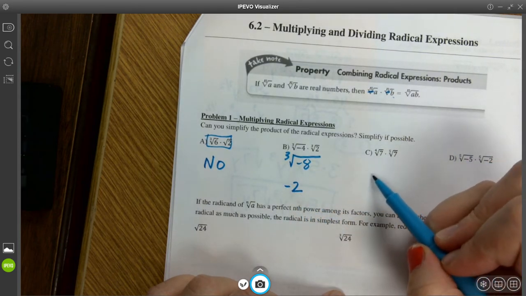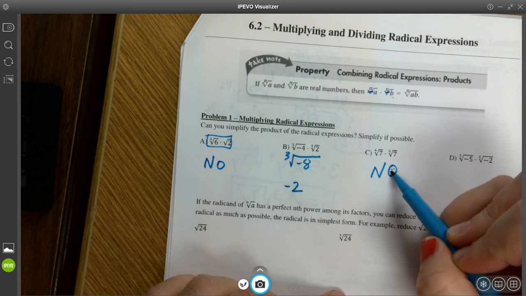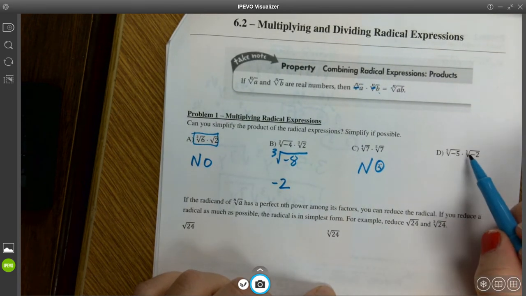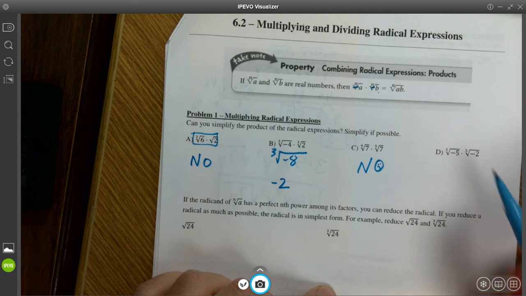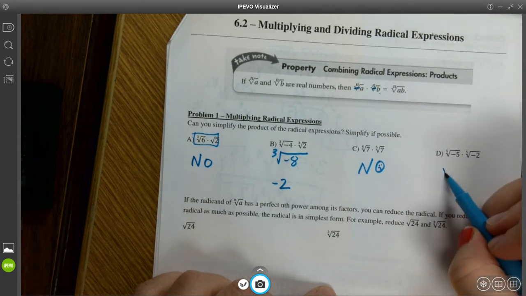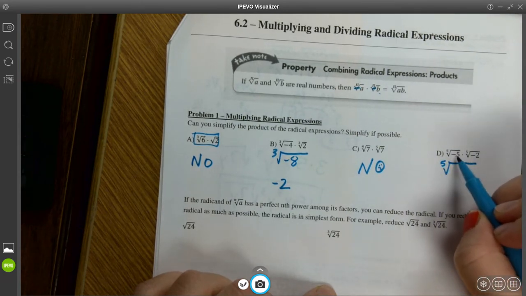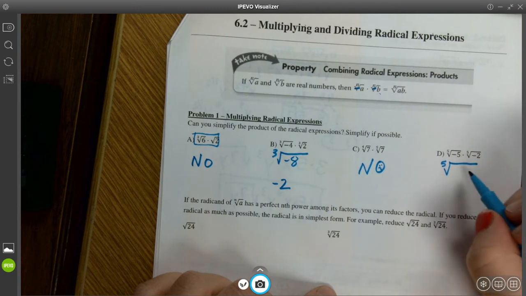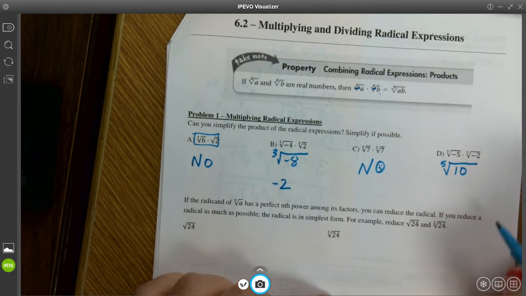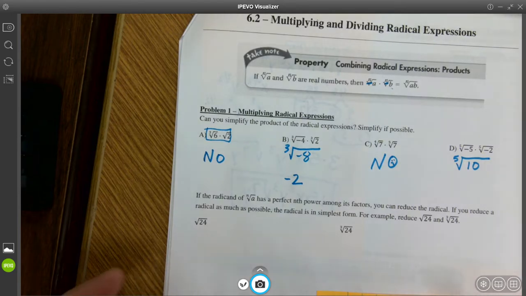4 and 5? No, sorry, cannot combine those. 5 and 5? Well, golly gee, I can, because they have the same index. So this would be the fifth root. Now this is negative 5 times negative 2, so this would be a positive 10. And I can't simplify that any further.